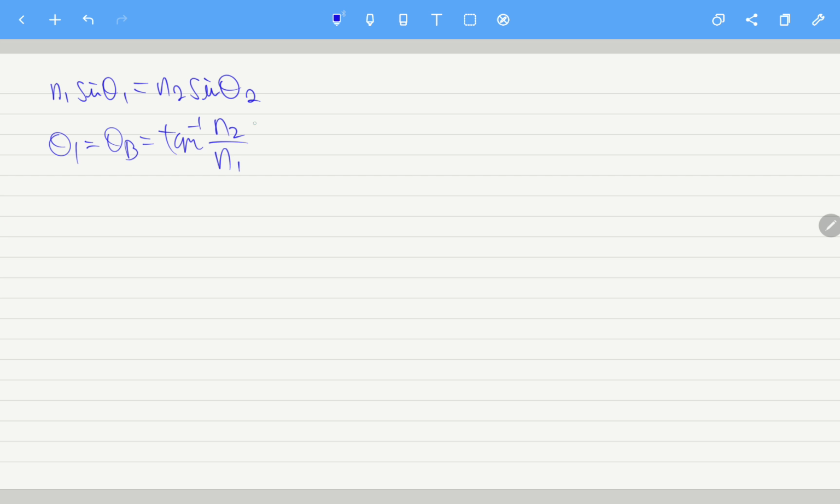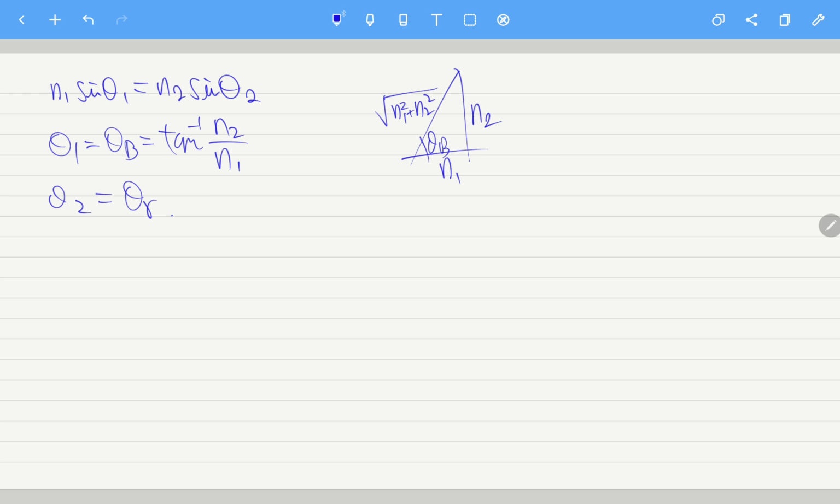And we would like to find theta 2. What is theta 2? Theta 2 is theta r. Okay, so here, theta b is n2 over n1 arctangent. So n2 over n1, this is theta b. So this line is a square root of n1 square plus n2 square.